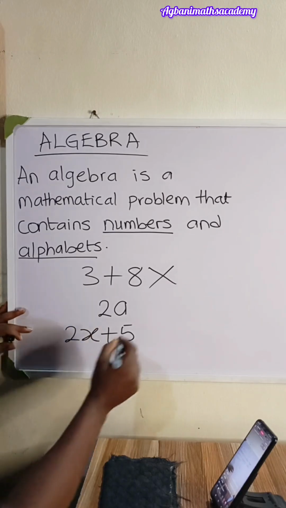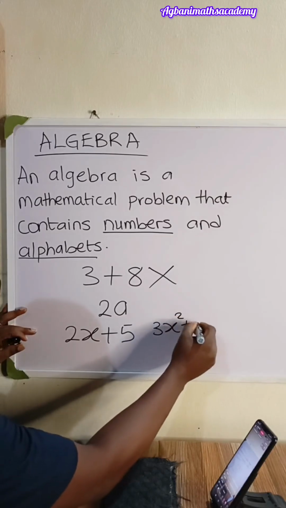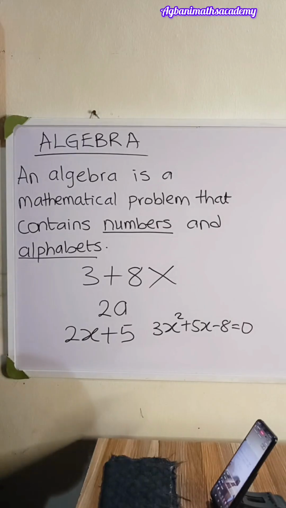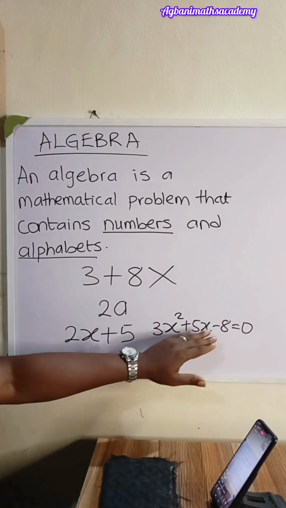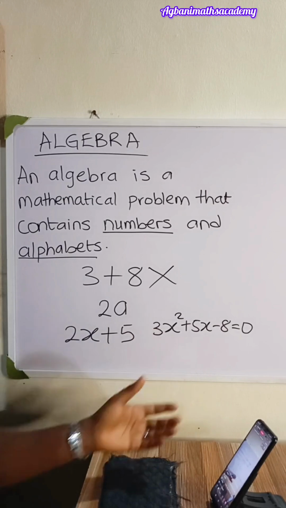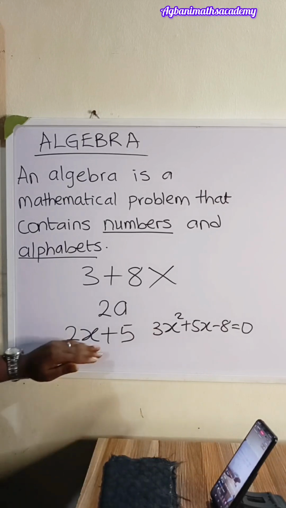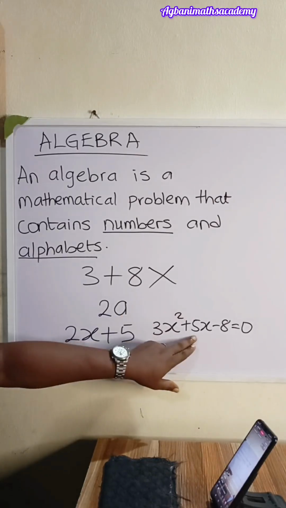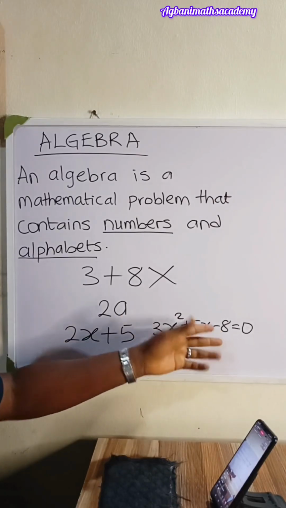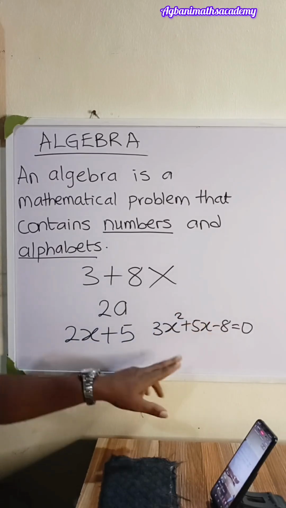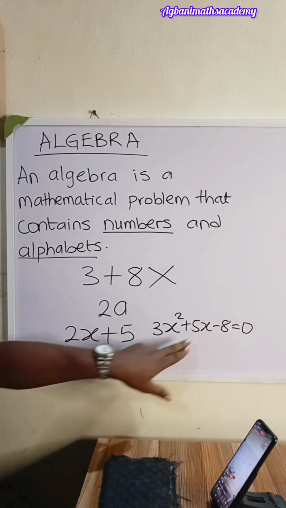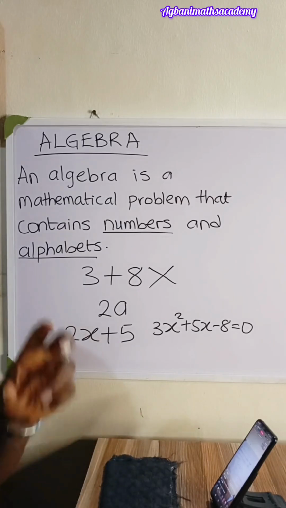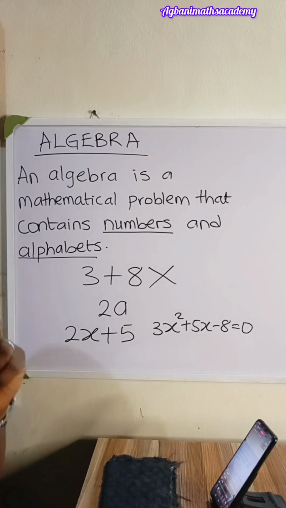Okay, what about this equation? 3x squared plus 5x minus 8 is equal to 0. This is an algebra in a more advanced form than these two. We can see numbers here, 3, 2, 5, and 8, or minus 8. So since we can find numbers here, and we can also see alphabet here, x, that means this is an algebra. So algebras come in different forms, but as long as you can find numbers and alphabets, that is an algebra.